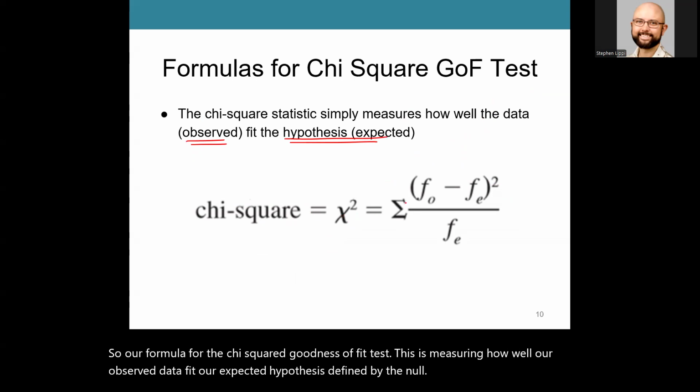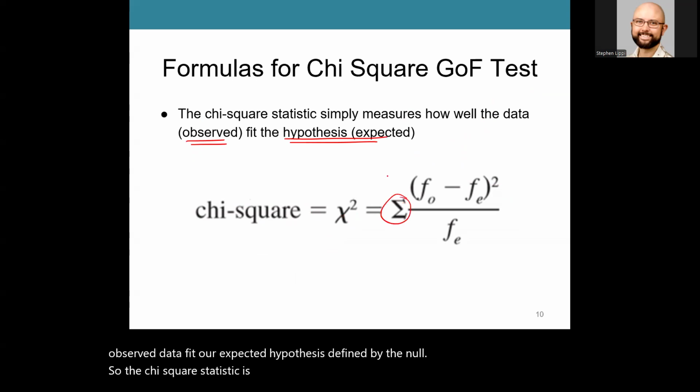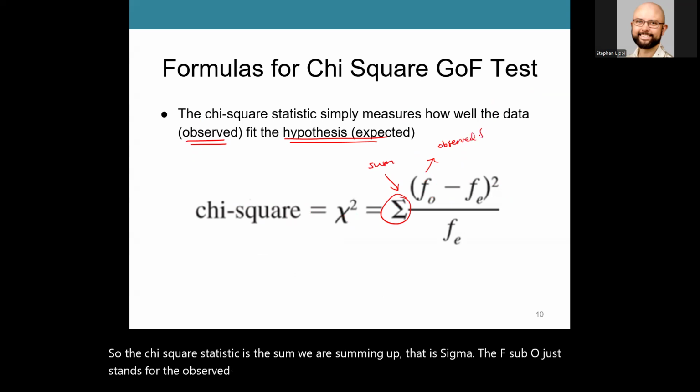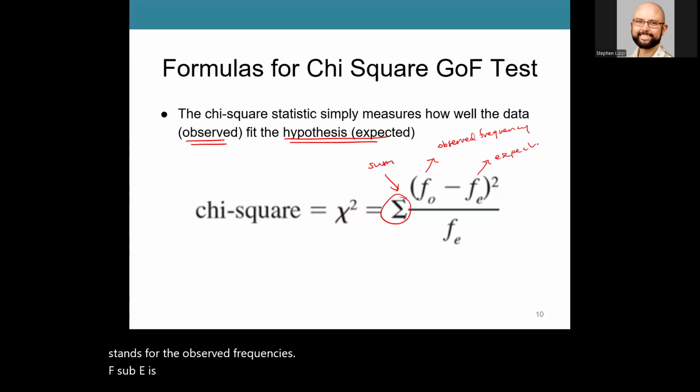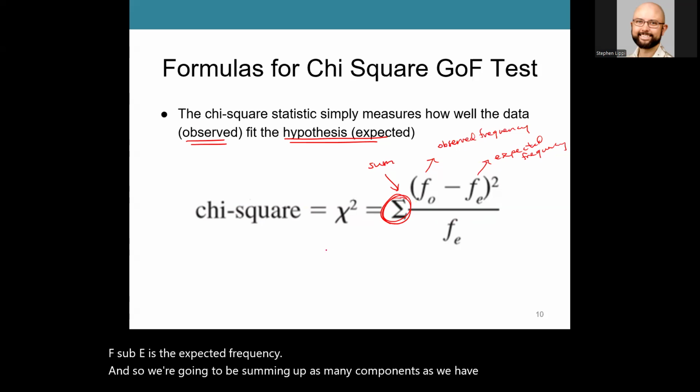So the chi-square statistic is the sum. We are summing up, that is sigma. The F sub O just stands for the observed frequencies. F sub E is the expected frequency. And so we're going to be summing up as many components as we have K, or number of groups.